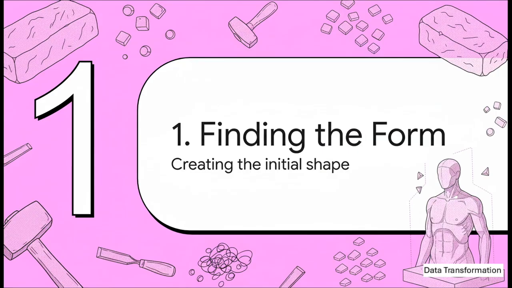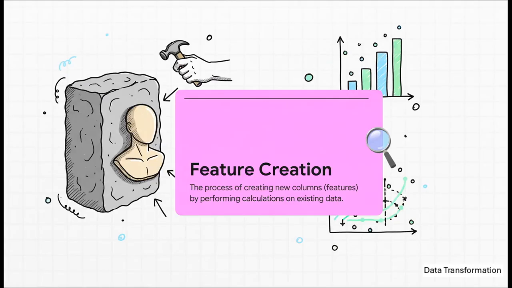Okay, step 1, finding the form in the data. Just like a sculptor has to see the basic shape in the stone, we need to create new information from what we've already got. This is how we give our analysis its first real shape. We call this feature creation, or you might hear it called feature engineering. It's all about adding new dimensions to our data that weren't there to begin with.